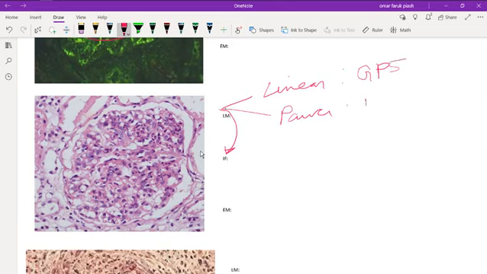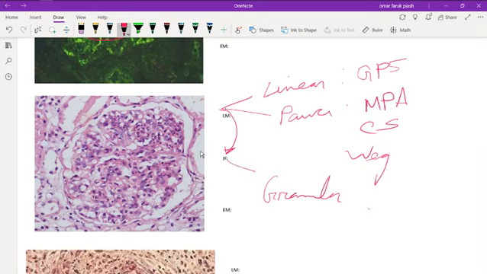Pauci-immune immunofluorescence is found in microscopic polyangiitis, Churg-Strauss syndrome, and Wegener granulomatosis. And the granular immunofluorescence is PSGN or DPGN. Can we remember it again?